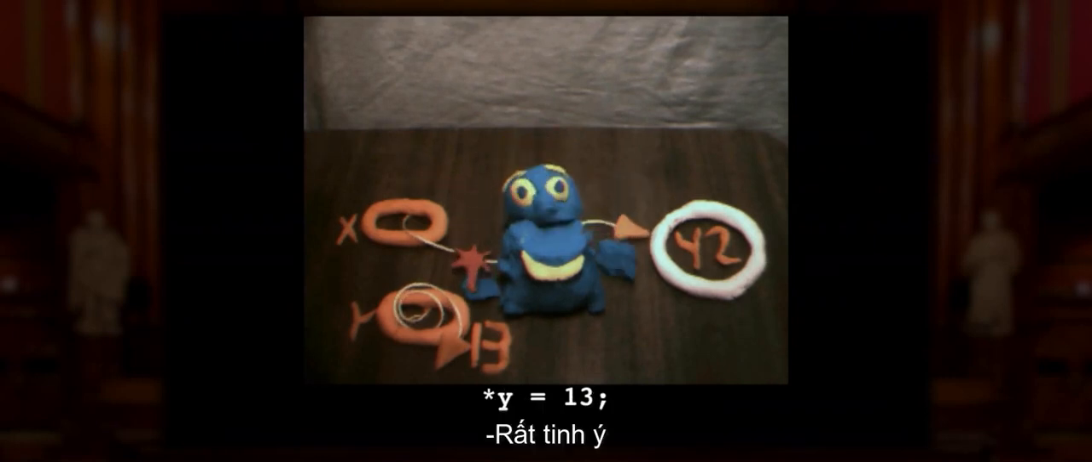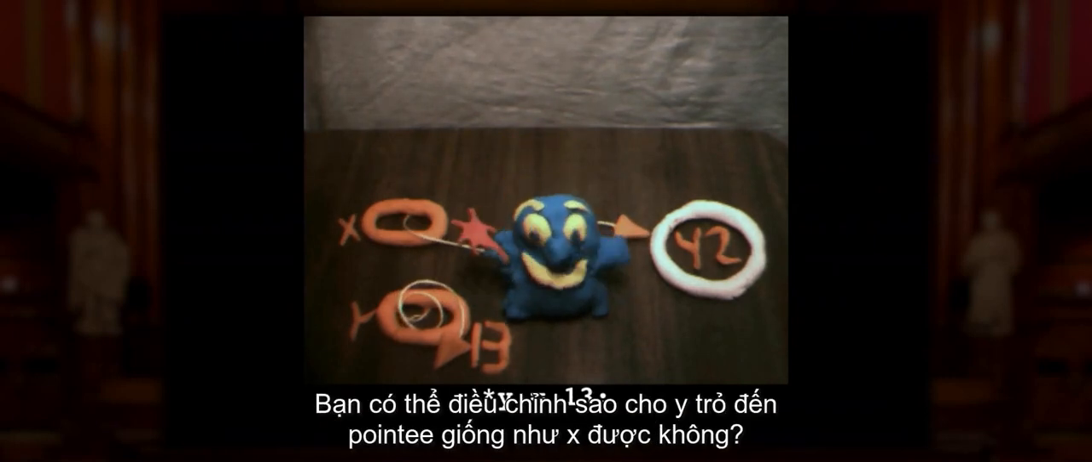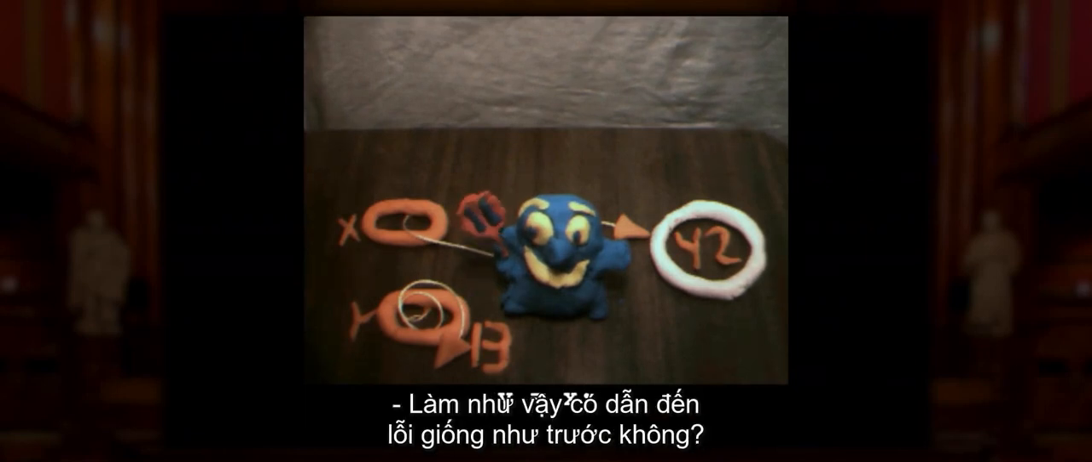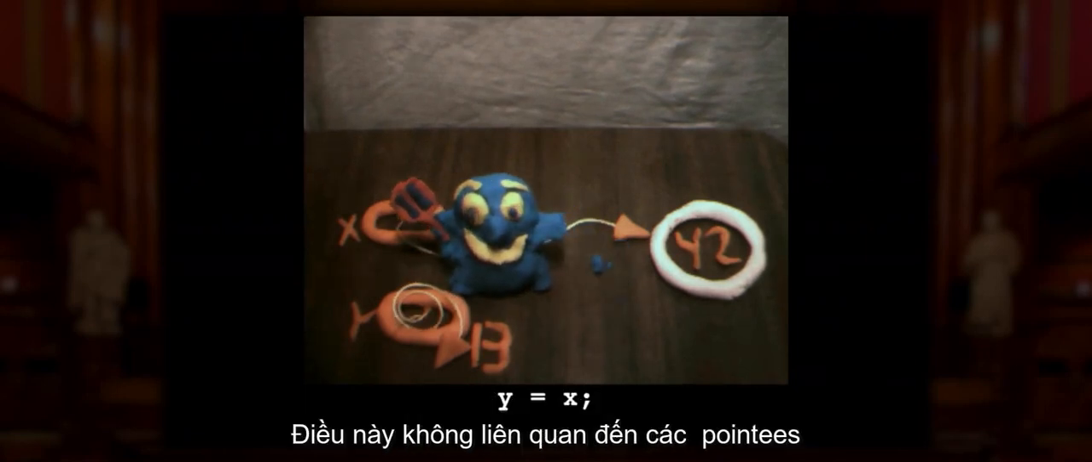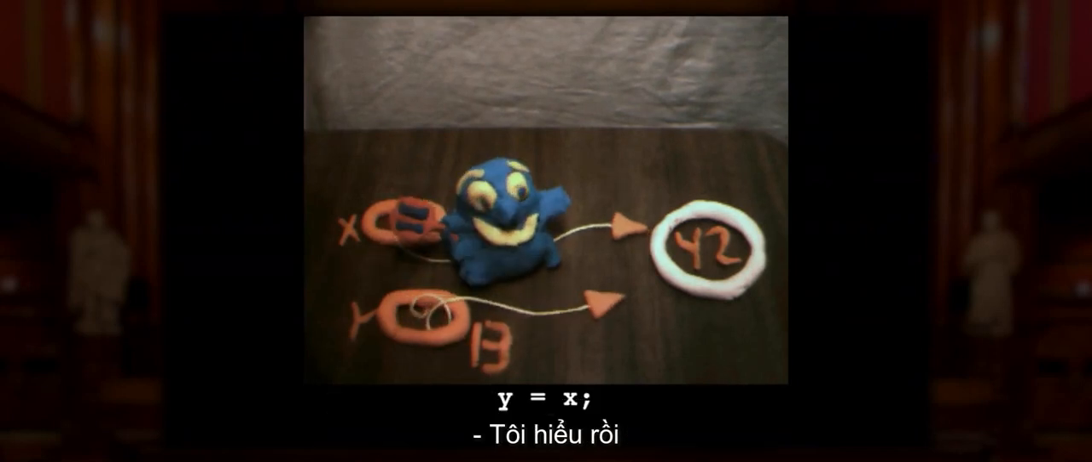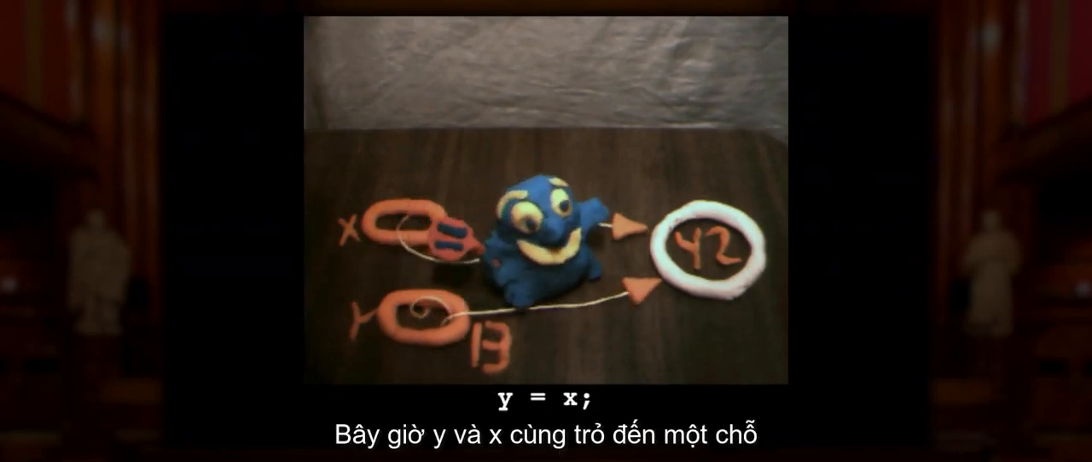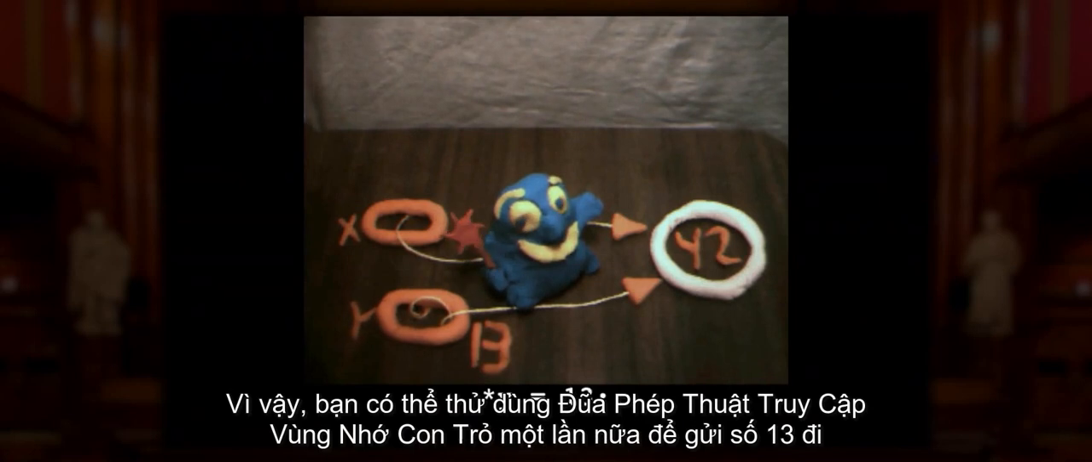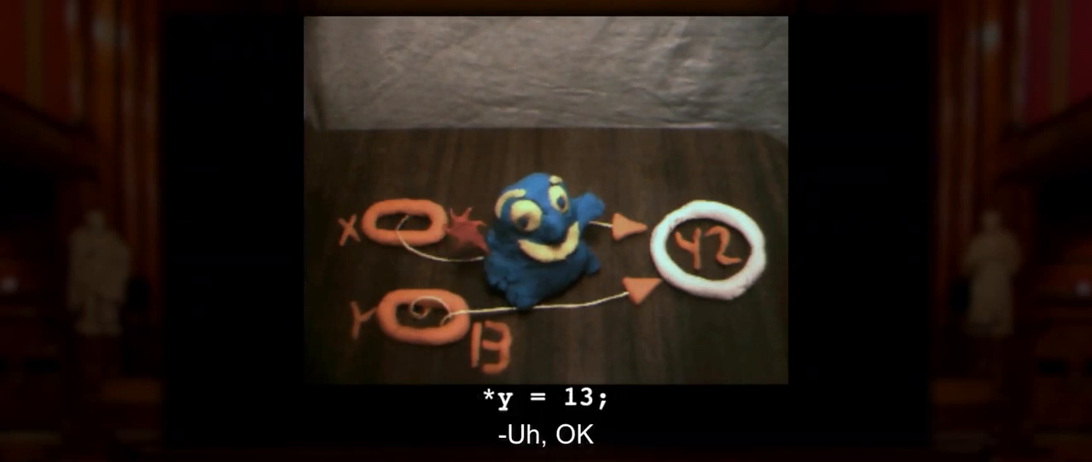Very observant. Hey, you're looking good there, Binky. Can you fix it so that y points to the same pointee as x? Sure, I'll use my magic wand of pointer assignment. Is that going to be a problem like before? No, this doesn't touch the pointees. It just changes one pointer to point to the same thing as another. Oh, I see. Now y points to the same place as x. So wait, now y is fixed. It has a pointee. So you can try the wand of dereferencing again to send the 13 over.